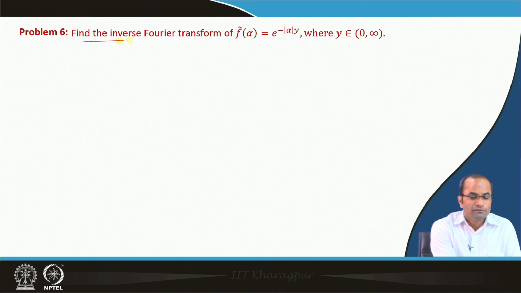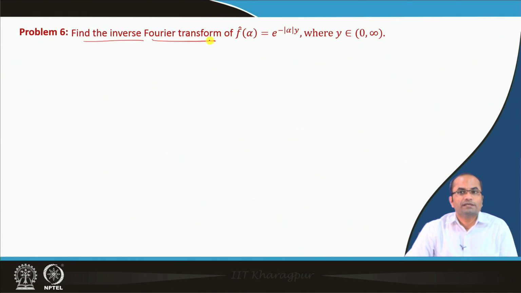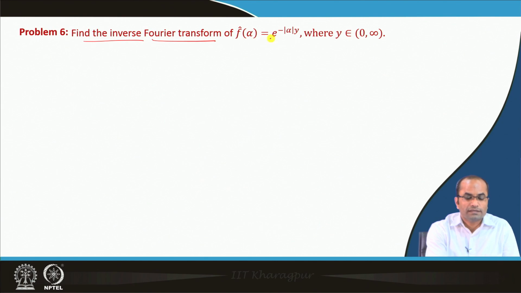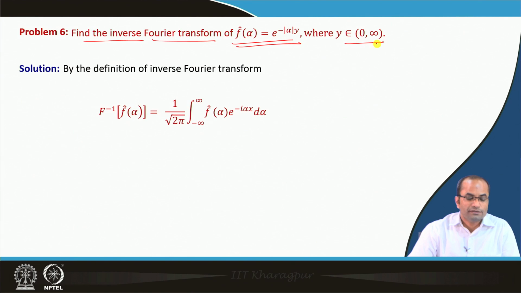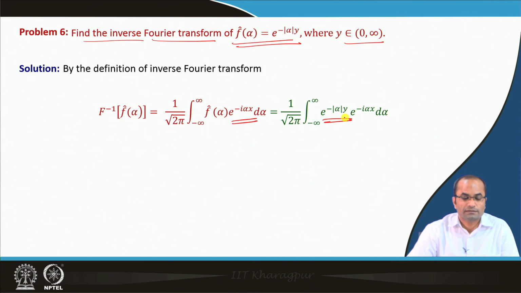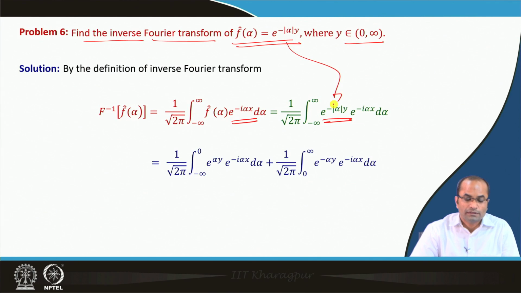In this example, there are two examples based on the inverse Fourier transform, but they are simple. Here we want to get the Fourier inverse transform of e power minus alpha y, where y is a positive number. By the definition of the inverse transform, we have e power minus i alpha x there. So, we can substitute the function itself, and then integrate from minus infinity to plus infinity, where this alpha is negative.